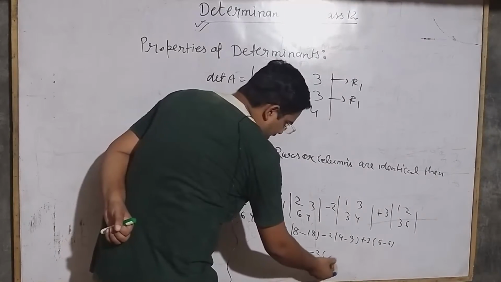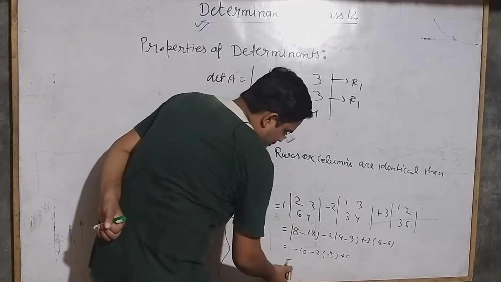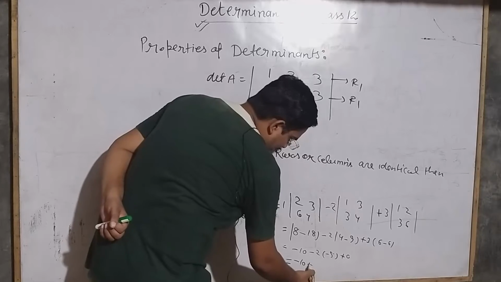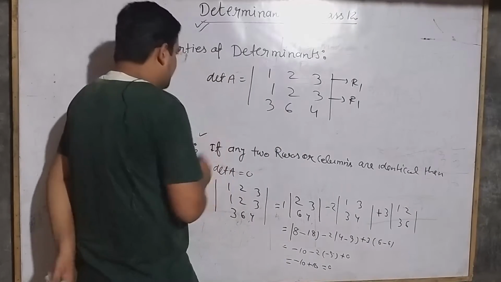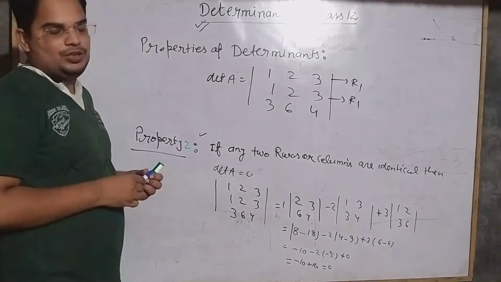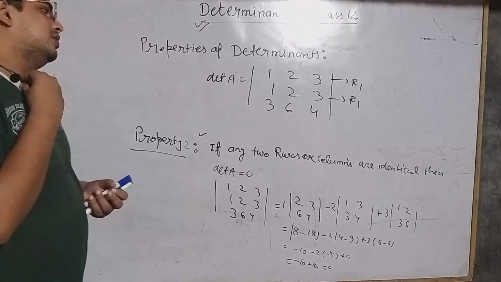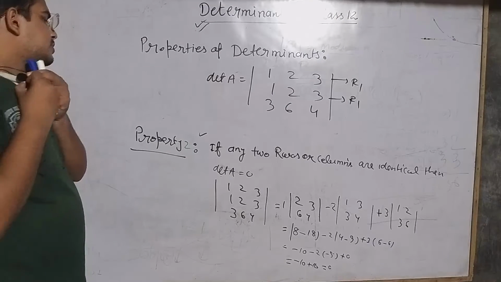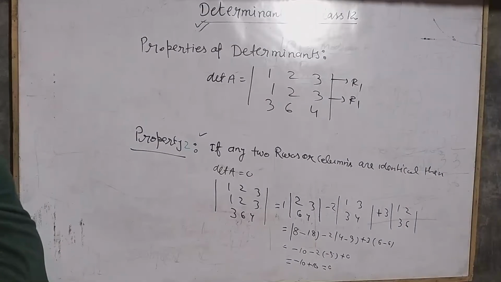This is the minus 2, and this is the 4 minus 9 minus 5, and this part becomes 0. So you can say minus 10 and plus 10 becomes 0. So what I said to you, if any two rows or any two columns are the same, then you can say the value of the determinant will be equal to 0. I hope all of you are getting my point.